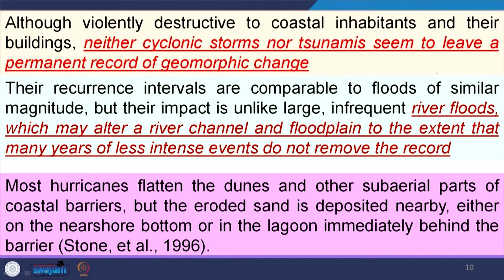Most hurricanes flatten the dunes and other subaerial parts of coastal barriers, where the eroded sand is deposited nearby, either on the nearshore bottom or in the lagoons immediately. So, the sands removed or eroded from the coast are transported a little distance and deposited there. Similarly, during high tide, that material is again transported towards the coast and deposited somewhere here. That is why the coastal geomorphic process is dynamic, like the wind system. The wind system is a dynamic geomorphic process.